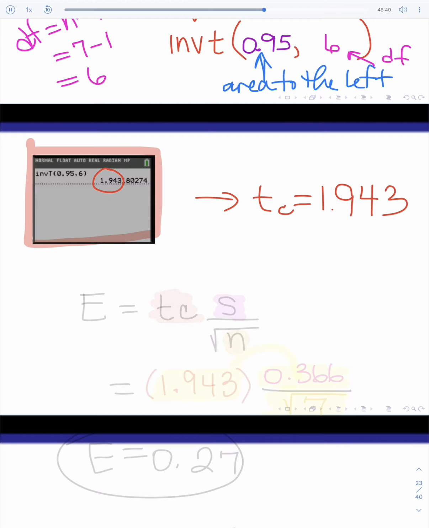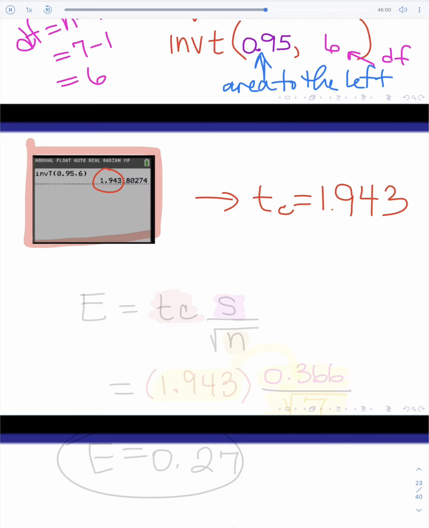Now the question is, what do you do with your critical value? Well, you have to go ahead and use it in your formula. Now, however, if you're one of those people who did not have an inverse t function on your calculator, because I do believe that the inverse t function is only on the TI-84, don't panic. I will cover that in just a moment.